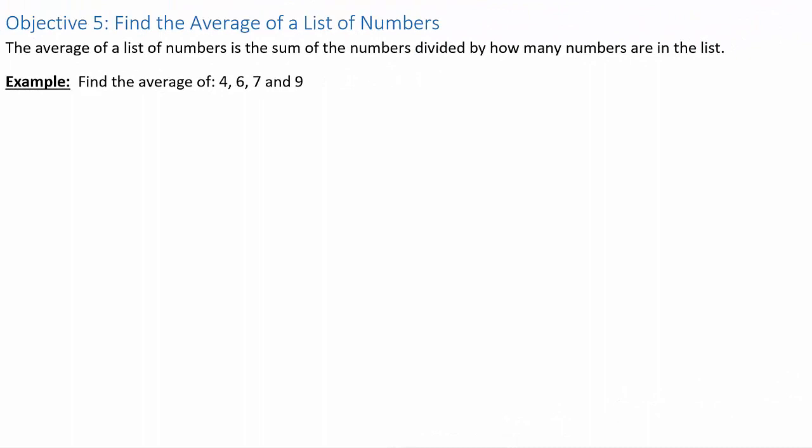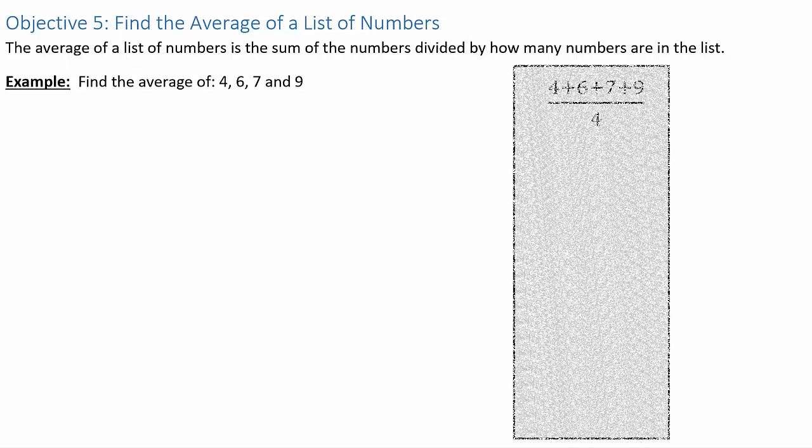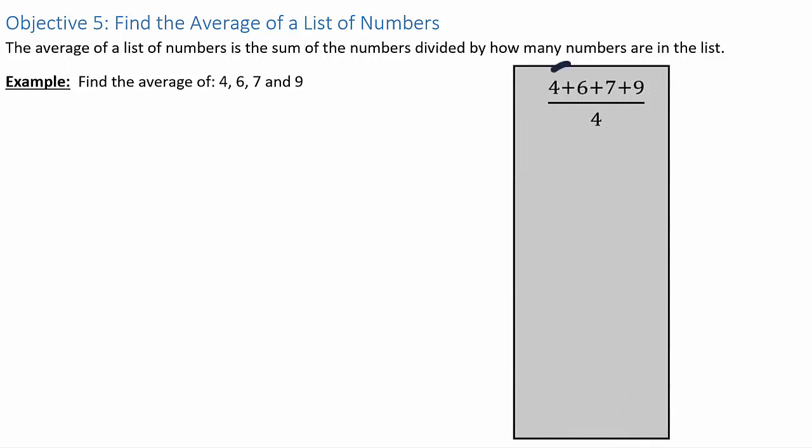Objective 5. Find the average of a list of numbers. The average of a list of numbers is the sum of the numbers divided by how many numbers are in the list. Example, find the average of 4, 6, 7, and 9. There are 4 numbers here in our list. So we add up the numbers and divide by 4.